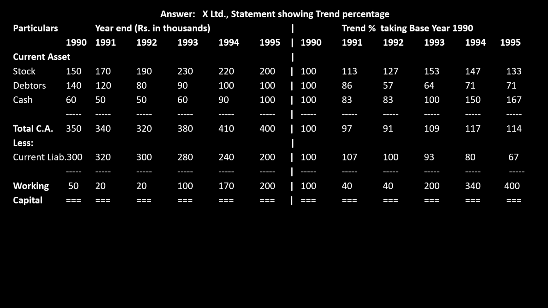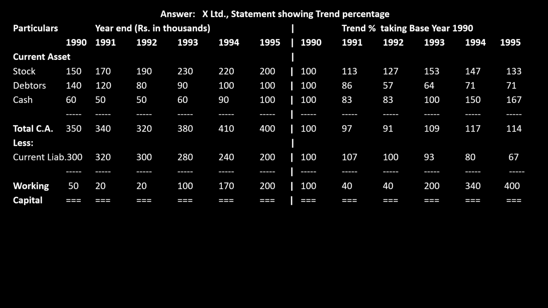Now, there are two columns here. You can see the particulars, year end in rupees in thousands, then trend percentage taking base year as 1990. Three columns: the particulars, year end, then trend percentage. In the particulars and the year end, the first two columns is nothing but the sum. I have repeated everything, but in a fixed form.